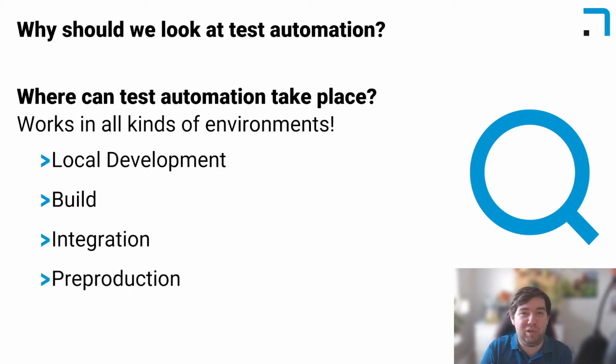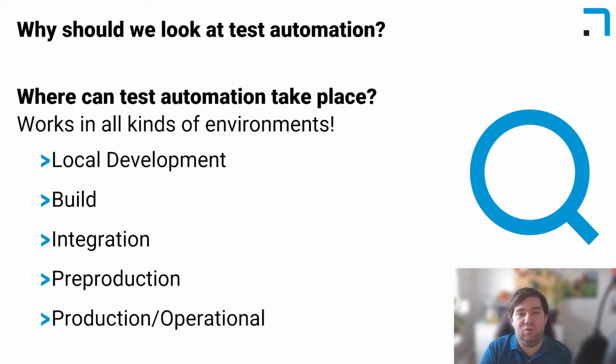Then we can move on to pre-production. Here we have some non-functional quality characteristics that are normally examined, as well as looking at user acceptance tests to ensure that it fits the user's needs and fits our non-functional needs too.